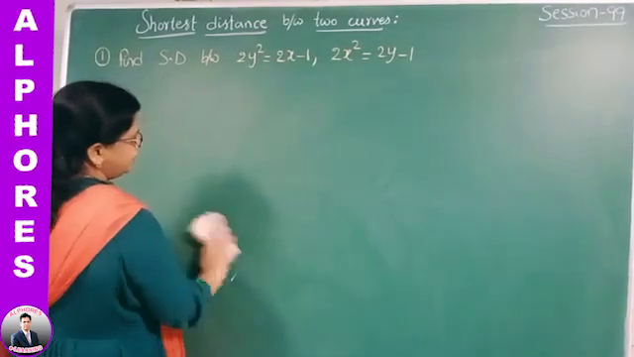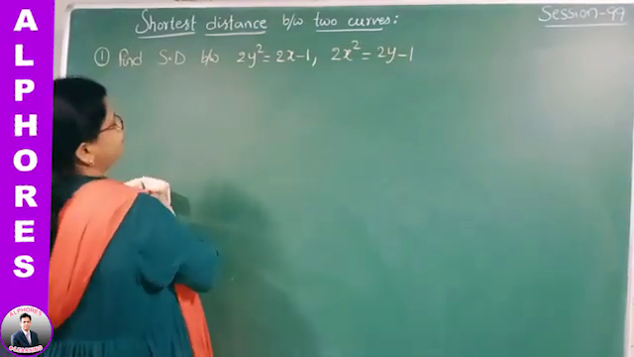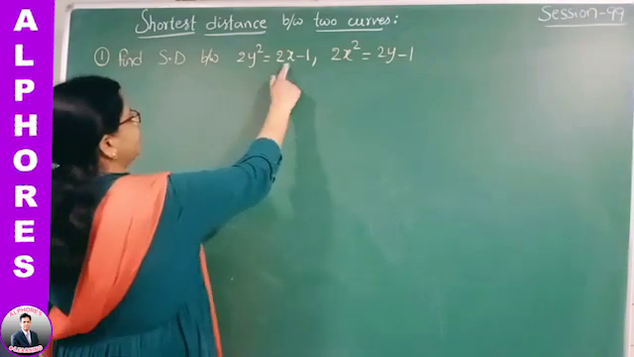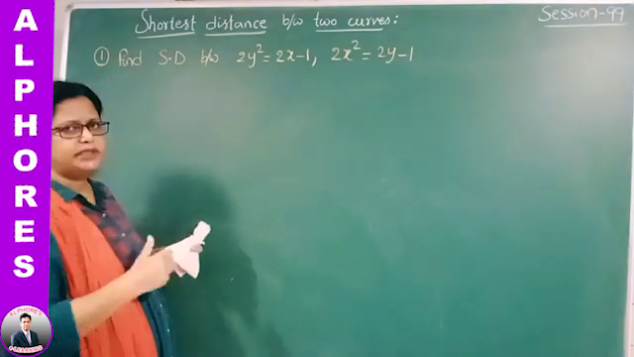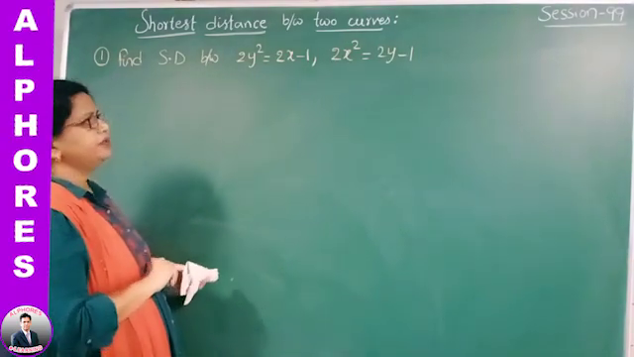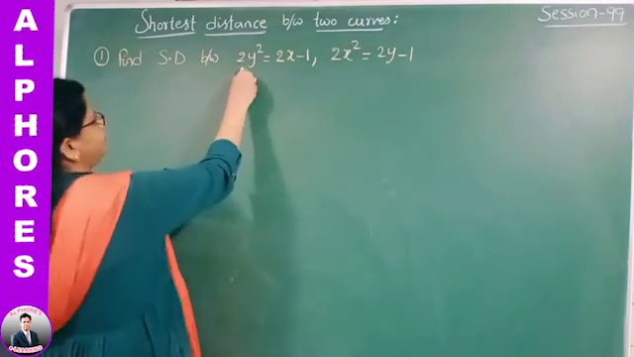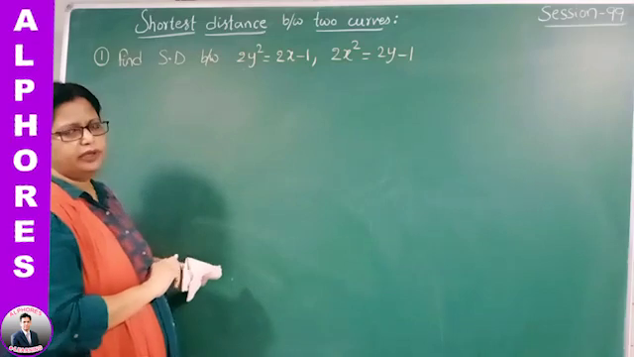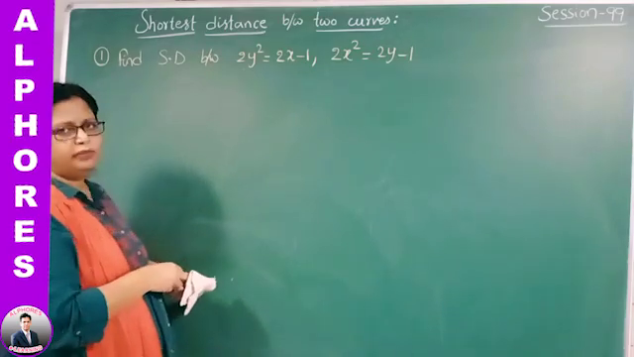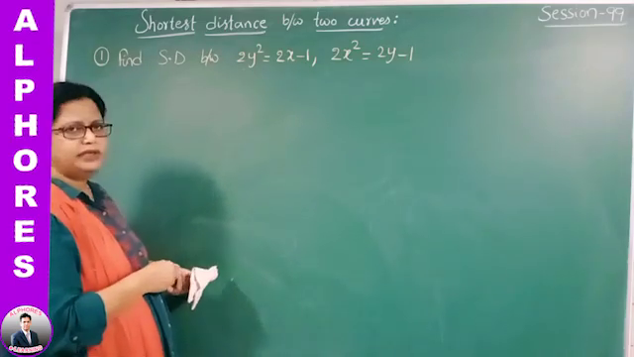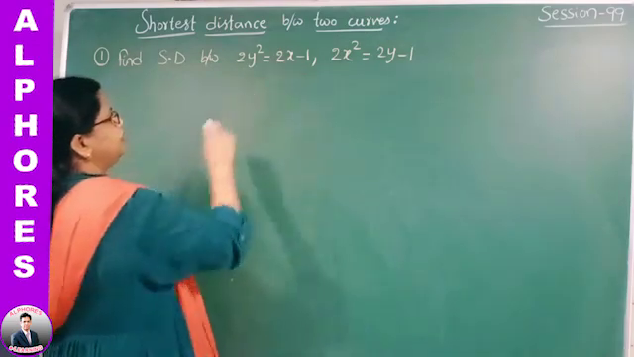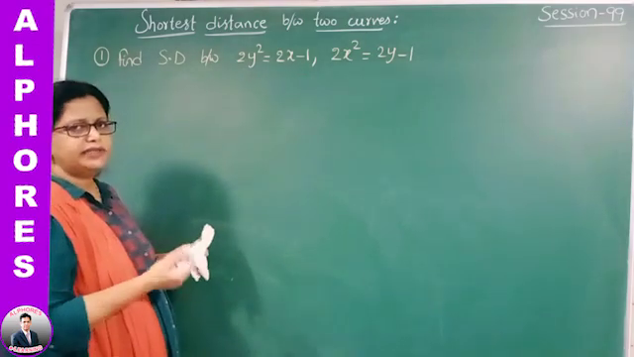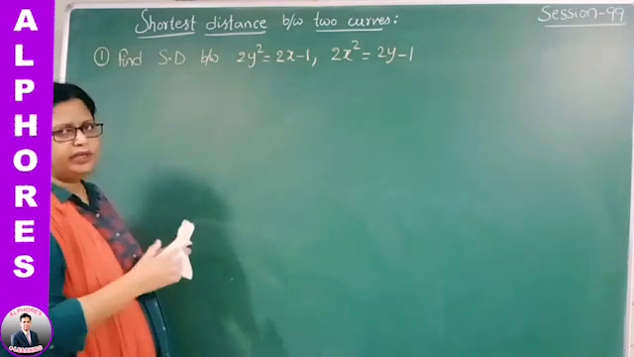Now the first curve, let us observe, students. Whatever x and y terms are there, those terms are just interchanged. So if you observe the two curves, if you interchange x and y, it is nothing but the other curve. So if any problem exists in this way, immediately you can understand these two curves are images of one another with respect to the line y equal to x.